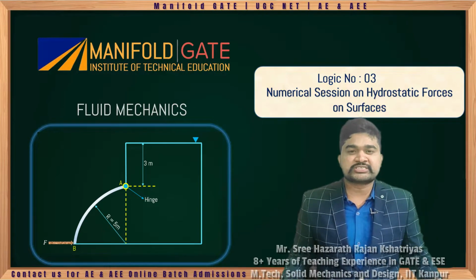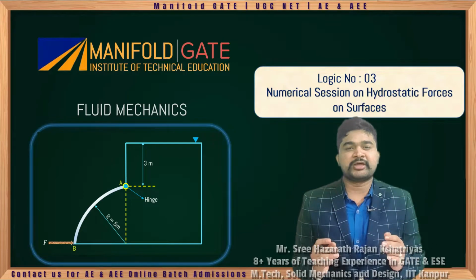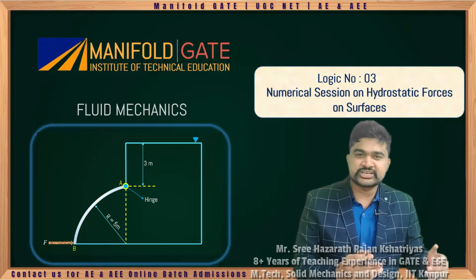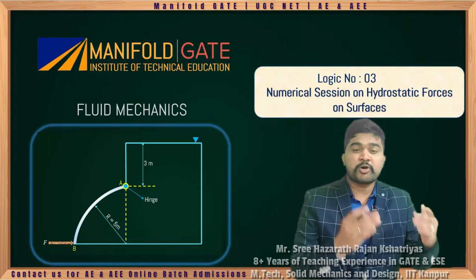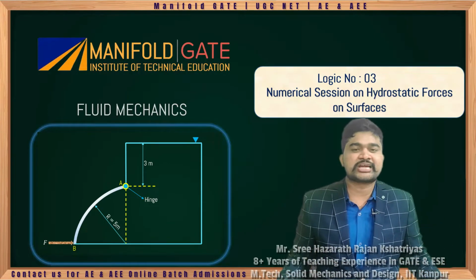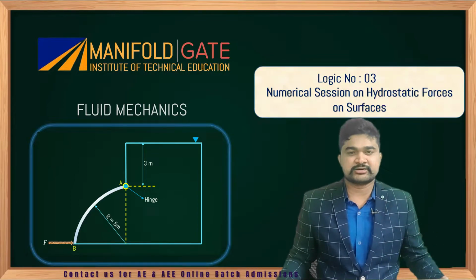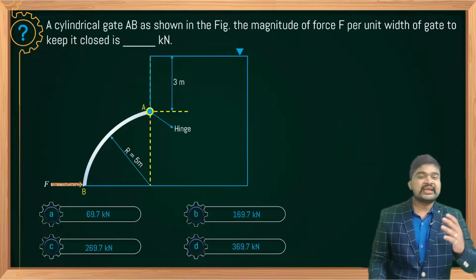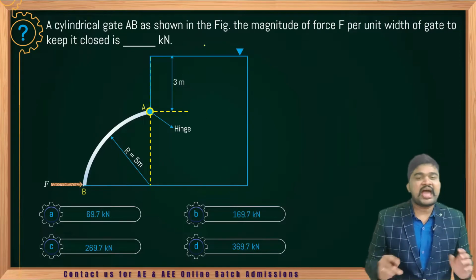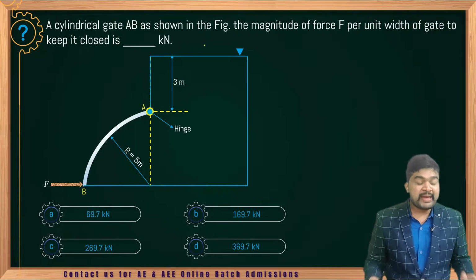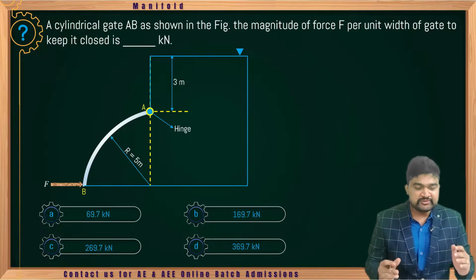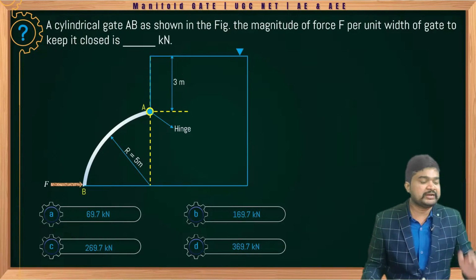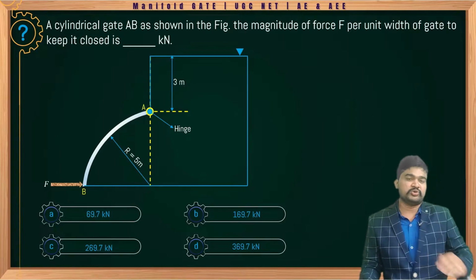Today, we are going to discuss a very interesting topic, hydrostatic forces on surfaces. In this session, we can discuss some problems based on hydrostatic forces on surfaces. Let's start the session. See here, a cylindrical gate AB as shown in the figure. The magnitude of force F per unit width of the gate to keep it closed is dash kilonewton.